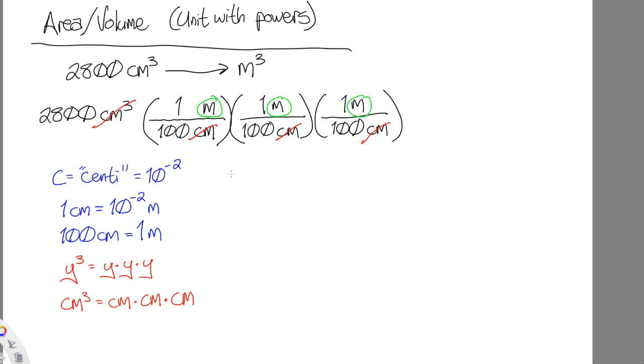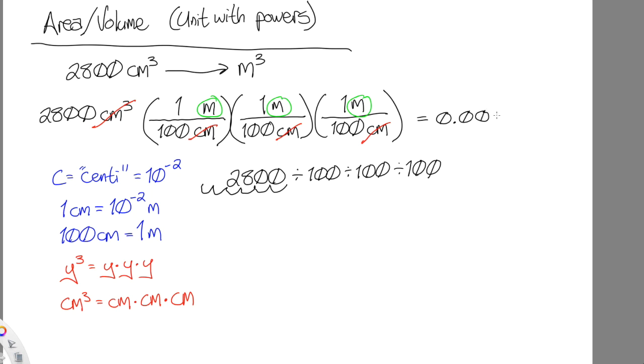So again, we can just plug this right into our calculator. So 2800 divided by 100, divided by 100, divided by 100, and plug that right into our calculator to get 0.0, let's check this. So divided by 100 would bring the decimal to there, divided by 100 again, divided by 100 again. So we should have 2 zeros after the decimal, 0.0028 meters cubed. And that would be our final answer, making sure to show our units on our final answer.